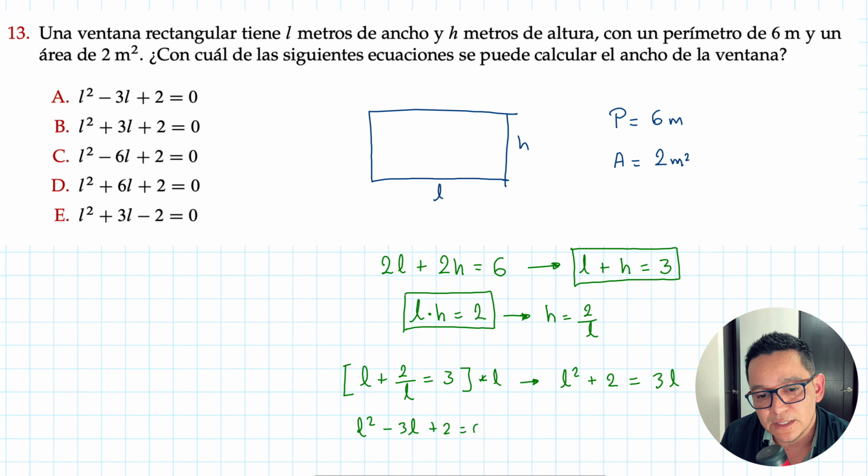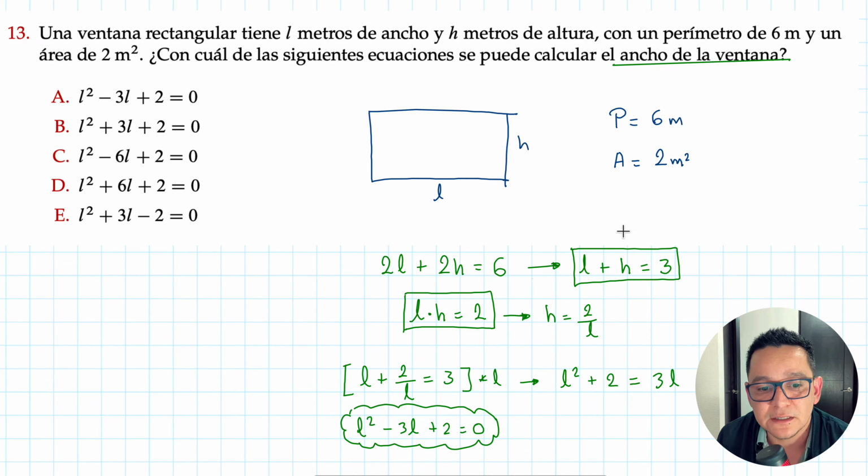This now equals 0. There's nothing left on the right, so we put a 0, done. This equation is the one I can use to calculate the width of the window: L squared minus 3L plus 2 equals 0. And which one is that? That's the quadratic, right? L squared minus 3L plus 2 equals 0.